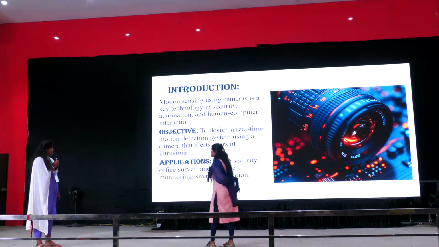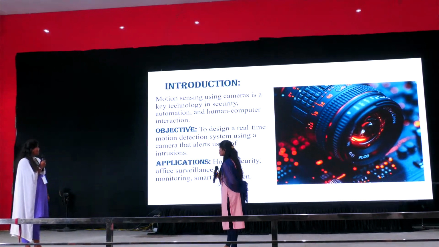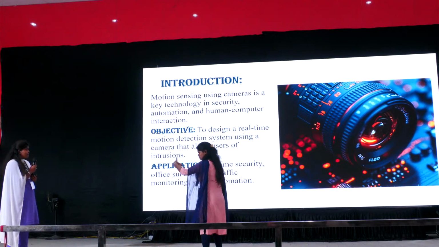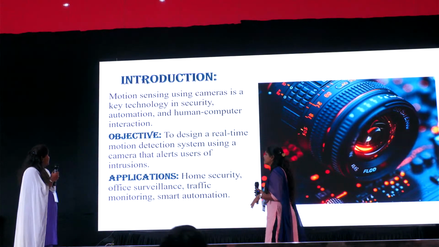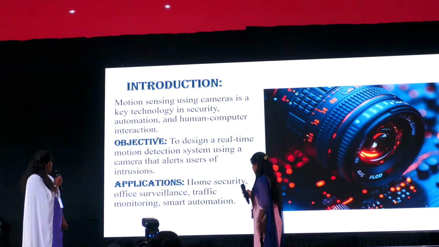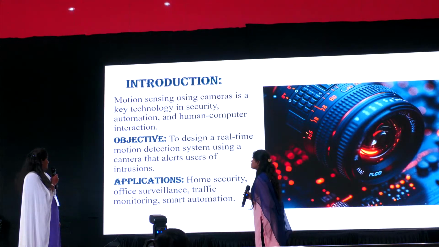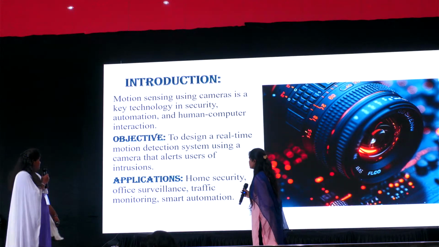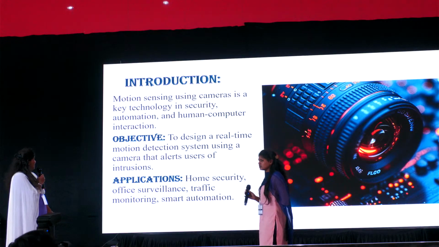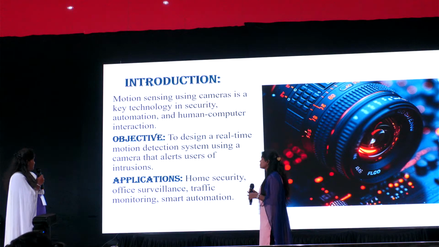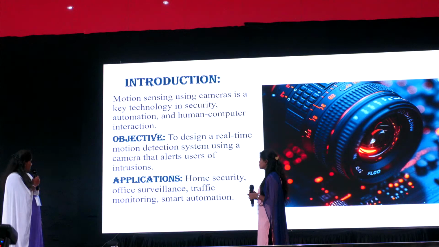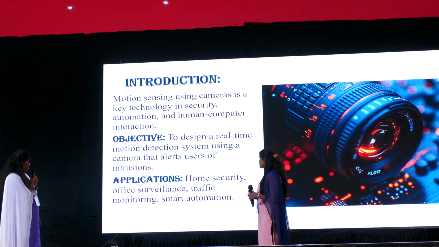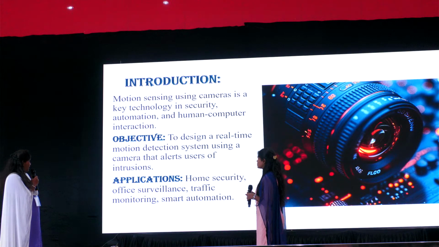Introduction. Motion sensing using a camera is a key technology in security, automation and human-computer interaction. Objectives: a real-time motion detection system using a camera with alerts. Applications: home security, office surveillance, traffic monitoring, smart automation.